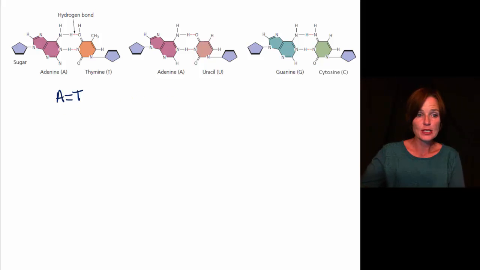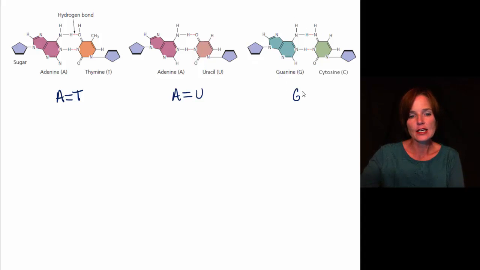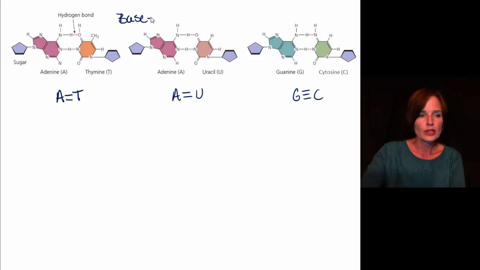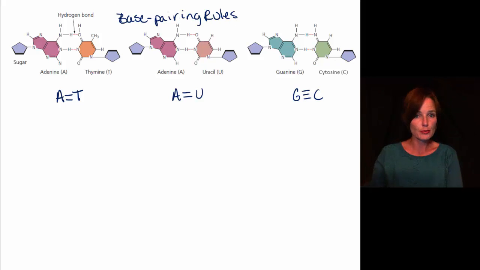A and U, if they happen to be next to each other, they can hydrogen bond as well, and they are also going to form two hydrogen bonds between them. The last pair that we have over here is G and C. And G and C have a stronger interaction because they can form three hydrogen bonds. So these are what we call the base pairing rules. So I'm just going to write that up here. The base pairing rules are basically telling us which of these bases are able to hydrogen bond with other ones.